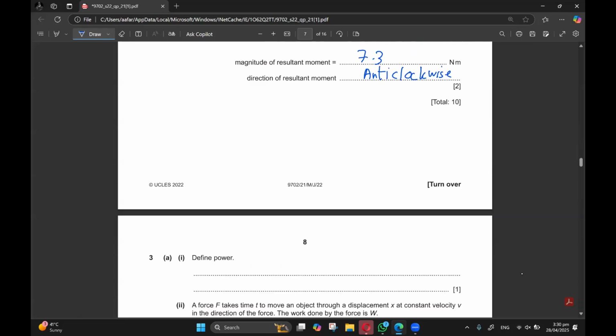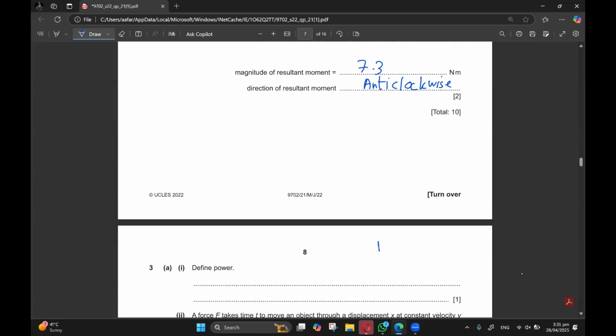Question number 3. Power. Define power. Power is basically the work done over time. So why don't we just write that: work done over time.